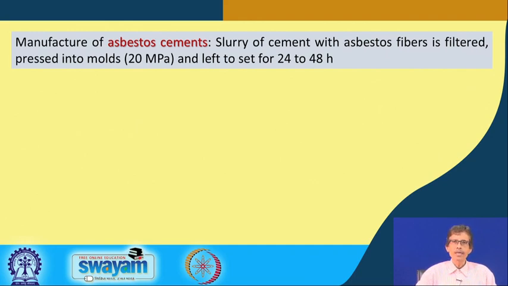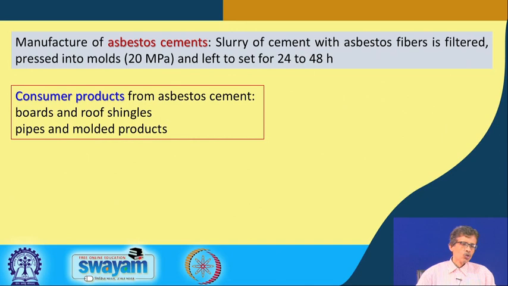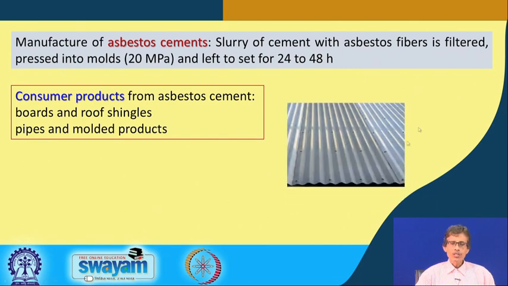So, asbestos cement or asbestos concrete material can be set if we add asbestos material to the slurry of cement. Different types of consumer products can be made out of this asbestos impregnated cement: different types of boards, roof shingles, that means asbestos roofs. We all know we can use asbestos sheets for roofing, then different types of pipes and molded products. One such is the corrugated asbestos sheet, which we can use as roof material for making houses.